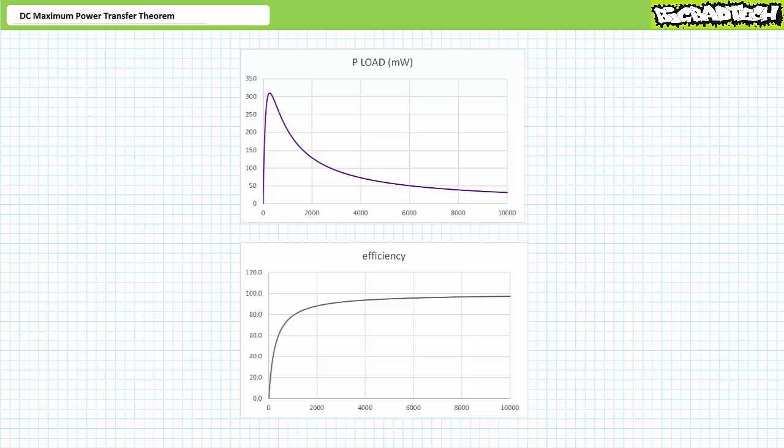Load resistances less than maximum power conditions will experience more current but less voltage, and as a result, dissipate less power. Similarly, load resistance greater than maximum power conditions will experience more voltage but less current, and as a result, dissipate less power. Alright, this concludes the theoretical portion of this lecture.